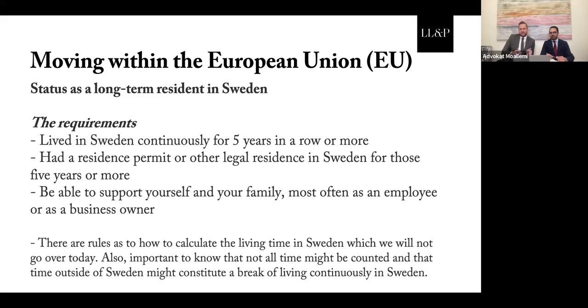So you can see that this kind of requirement is not always the same. They are alike, but not the same. And then it is after tax. When it comes to supporting yourself and your family, it is always after tax, not before tax, because the tax can be different in different cities in Sweden. And there are rules on how to calculate the living time in Sweden.